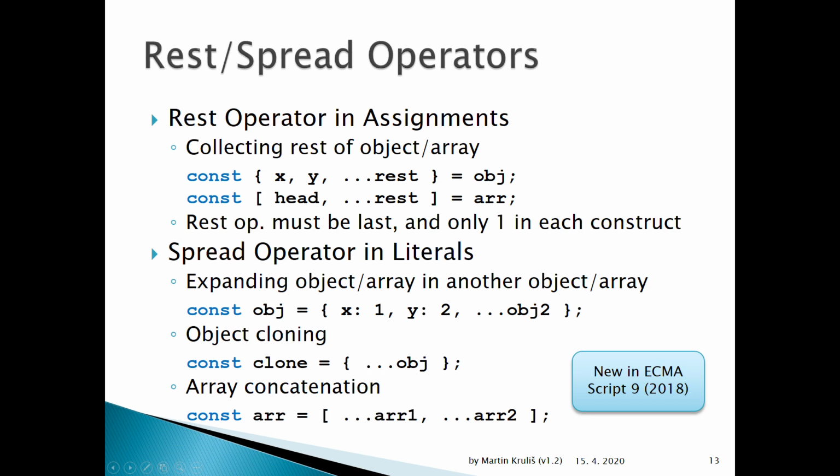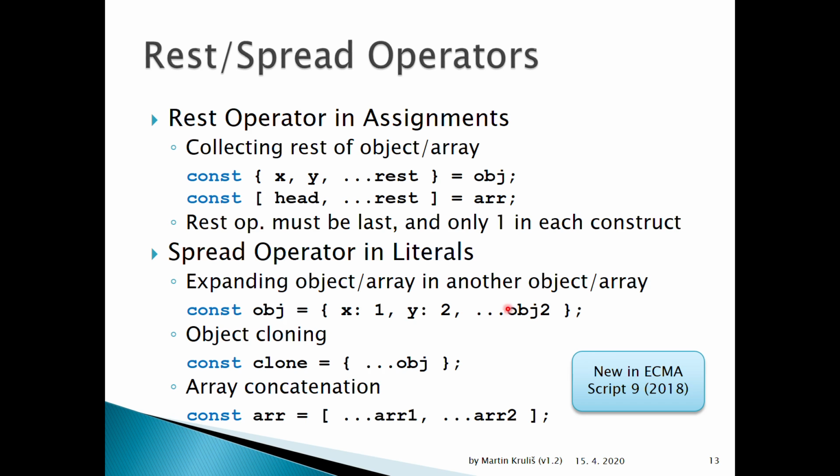The same goes with arrays. So in case of arrays, I'm assigning an array over here. The array will chop off a head, meaning the first item in the array, into a separate variable, and the remainder of the array will be assigned to the rest variable, which is also an array, of course. Similarly, we can use the spread operator. This is basically the same operator but used on the right side, not on the left side of the assignment, to expand objects or arrays in another object or an array.